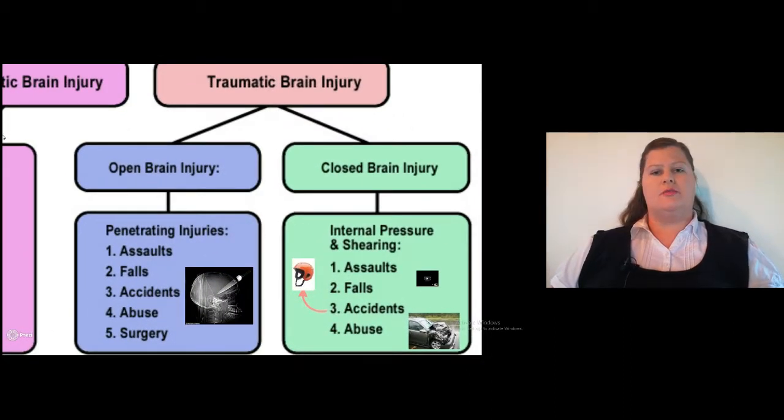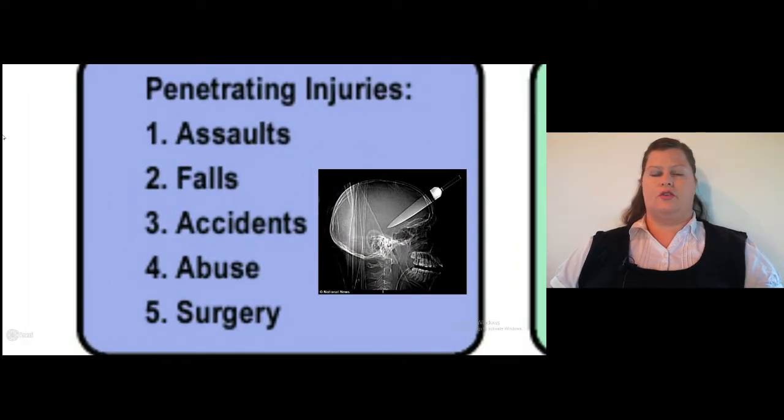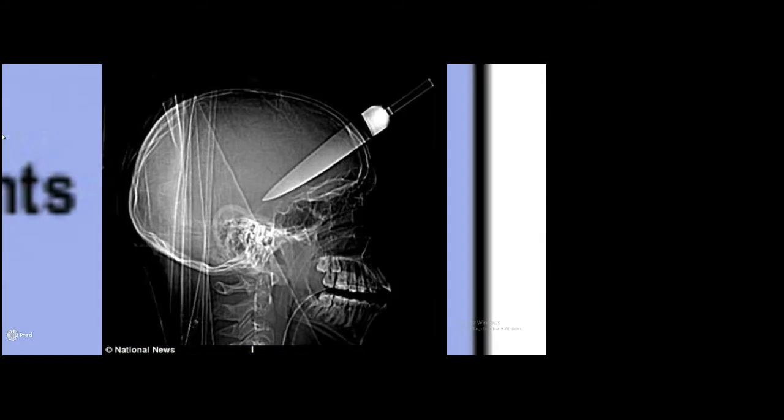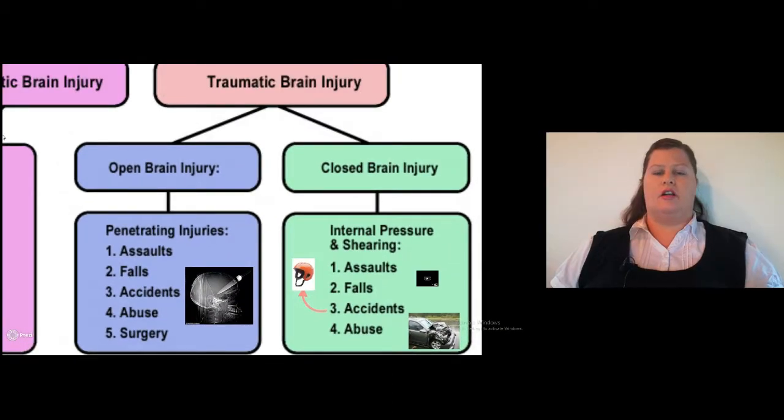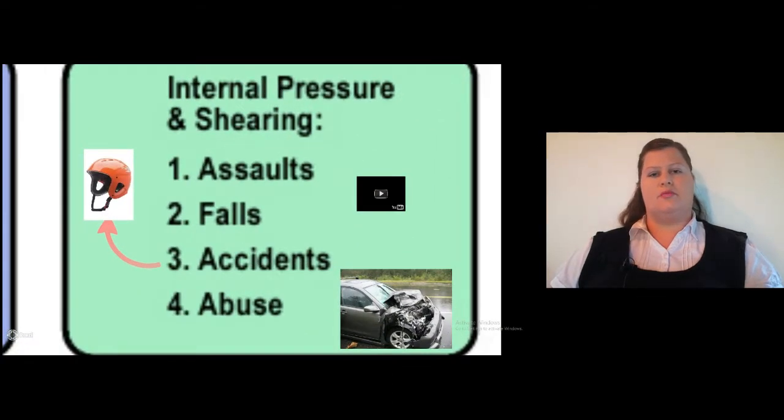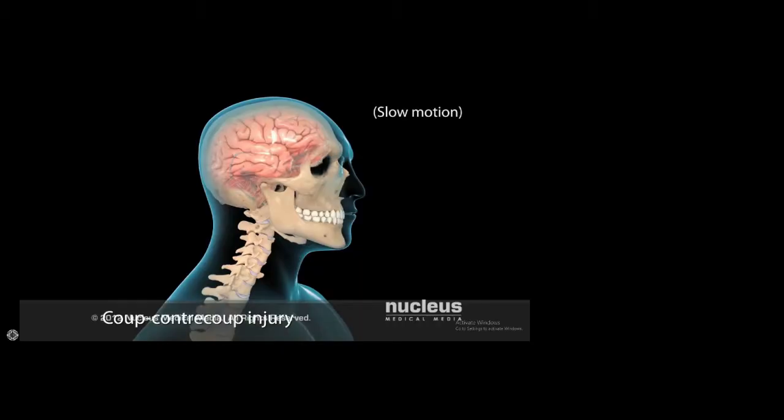Open brain injuries are usually when a foreign body enters the brain, such as in assaults, falls, accidents, abuse, or surgery, as seen here in an extreme example. And there are closed brain injuries, which cause internal pressure and shearing when a foreign body does not enter the brain and instead the brain is damaged by the impact, such as would be experienced in an assault, a fall, a car accident, or abuse, as seen in this video clip.